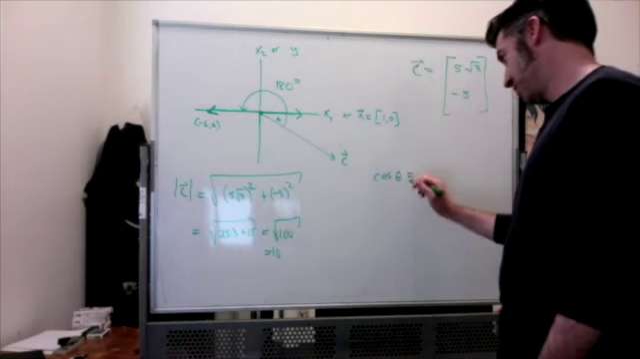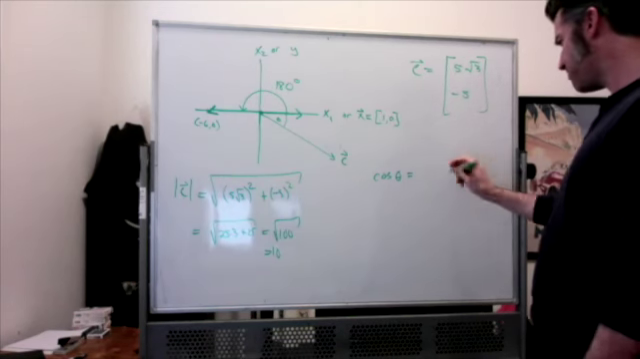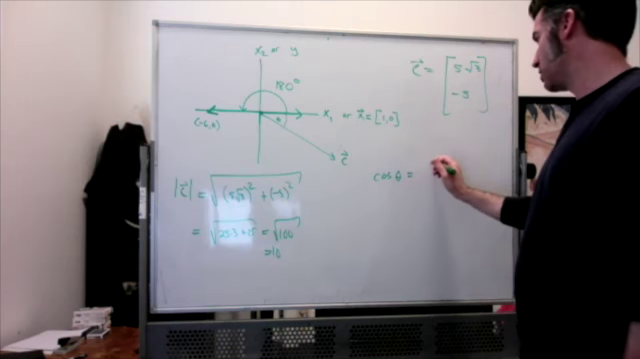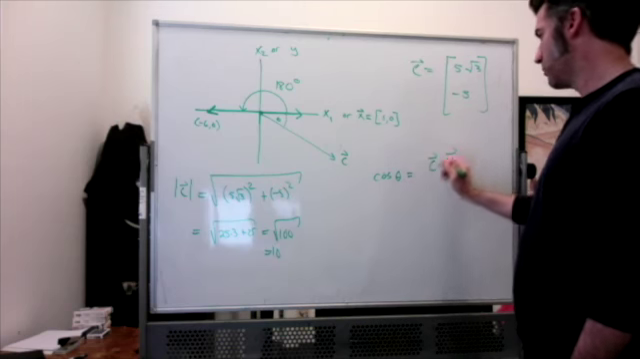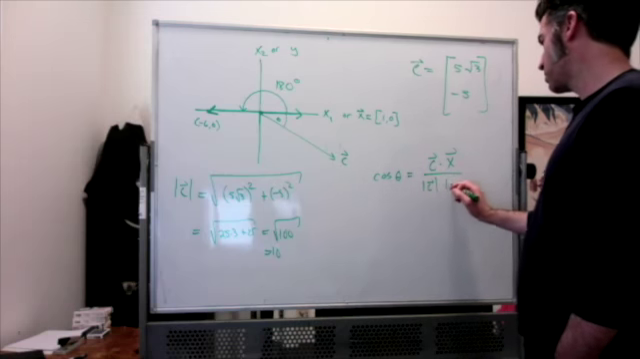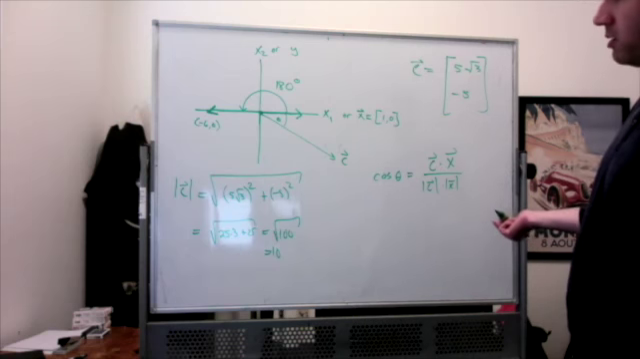Anyway, excuse me. Cosine of theta is equal to the dot product, so c dot x divided by the magnitude of c times the magnitude of x. So we're going to get a positive result.